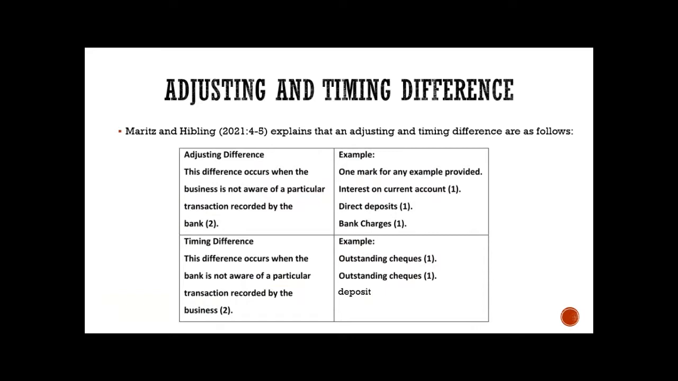A timing difference is where the business has recorded it, but the bank is not aware of it. That is, for example, outstanding checks, outstanding deposits.